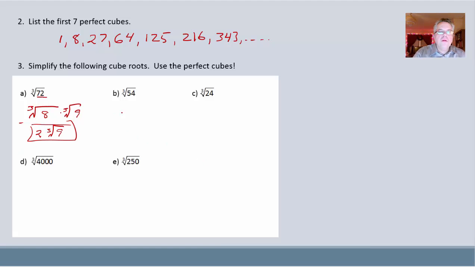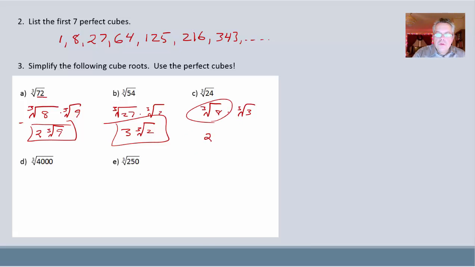So same idea, but we're working with cubes. So the cube root of 54. 27 goes into 54. So this is the cube root of 27 times the cube root of 2. The cube root of 27 is 3. So it's 3 times the cube root of 2. All right, we're doing good. Cube root of 24, no problem. 8 goes into that. So we can break this up into the cube root of 8 times the cube root of 3. This one is just equal to 2. So it's 2 times the cube root of 3.